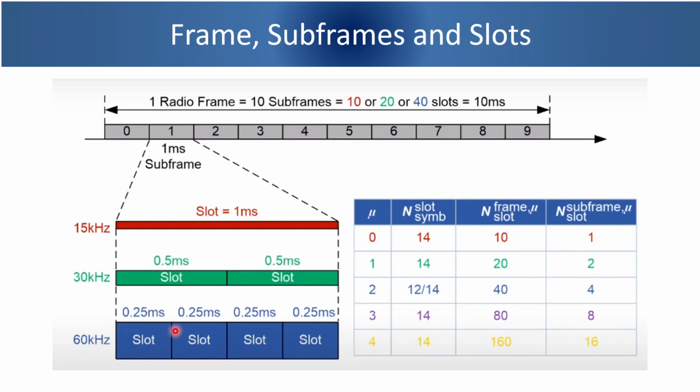So since number of slots are doubling, slot duration will become half. From 1 millisecond here, it is 0.5 millisecond. Again 0.5 millisecond. Two slots of 0.5 millisecond. Here it is 4 slots of 0.25 millisecond. So our duration of the slot is becoming half and number of slots are doubling.